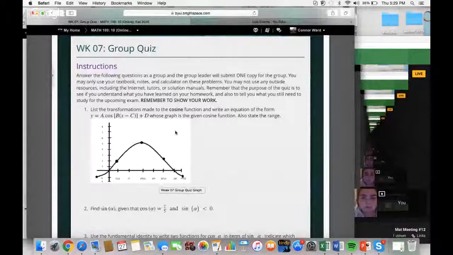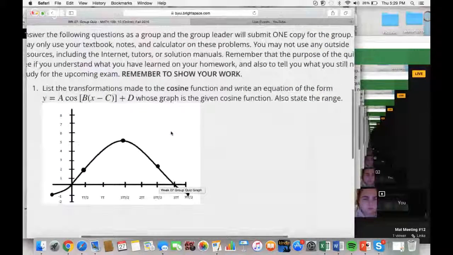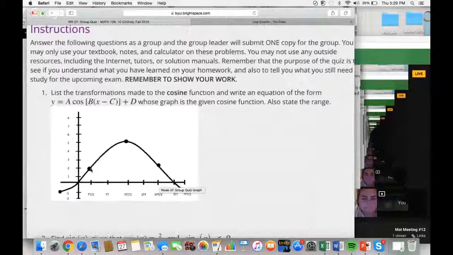So all you have to do is list the transformations. Yeah. So this dot right here would originally be on 0, 0, right? Mm-hmm. So it's moved pi divided by 2, 1 to the right. So the answer for C would be pi divided by 2. And then D would be 2 because it's 2 up right there. Does that make sense so far?